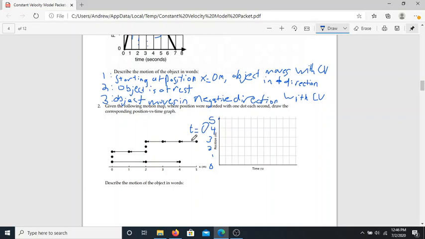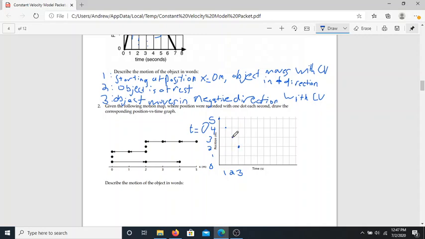Then as we go, now we start moving. Remember, every dot represents a second in this case. So the next dot right here would be at 1 second, and at 1 second we can see that we are now at 4 meters. So we'll put a dot right here. At 2 seconds, we're now at 3 meters. At 3 seconds, we're now at 2 meters.